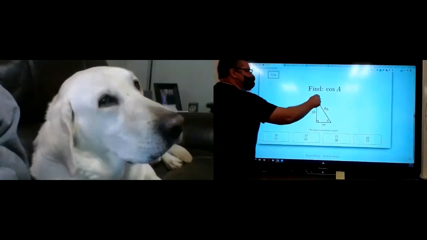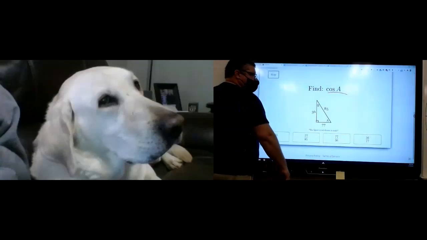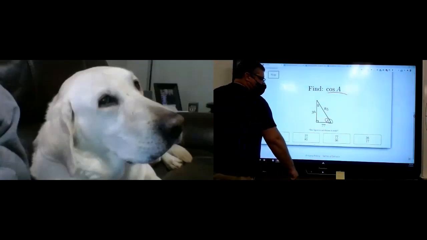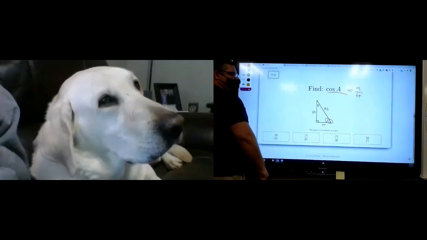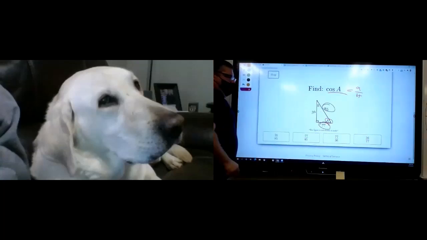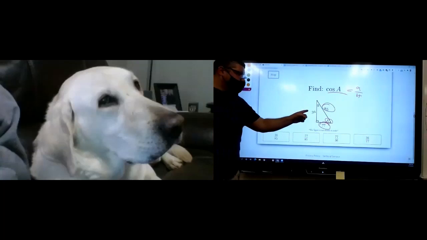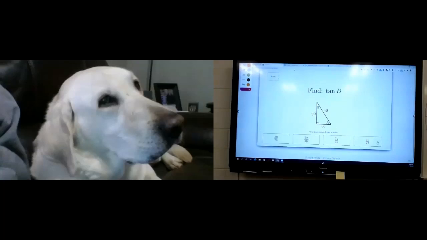Okay, so here we go, cosine of A. Cosine is, where's A? Well, here's A, so we're looking for adjacent over hypotenuse. What do you got? 36. 77 over 85. 36 would be on the opposite side, wouldn't it? 77 is what we're looking for. So 77 over 85. Okay, tangent of B. What's tangent made out of?